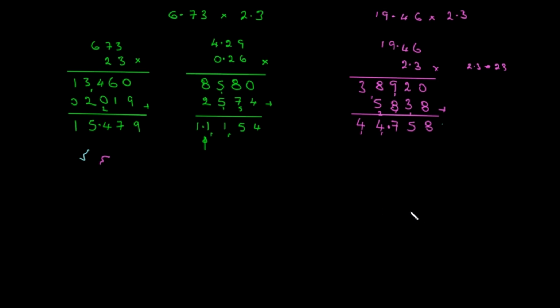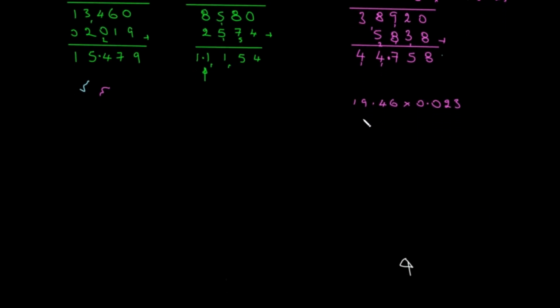Right. Now, let's do one that needs a touch more thinking. I'm going to use these numbers here. I'm going to go 19.46 times 0.023. Okay. Let me lift that up a bit. Write it out.